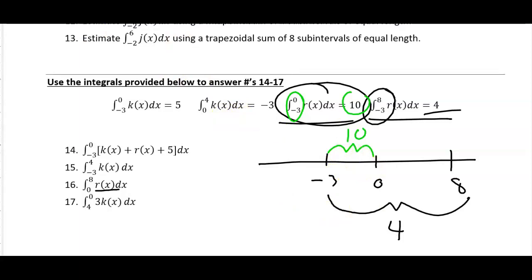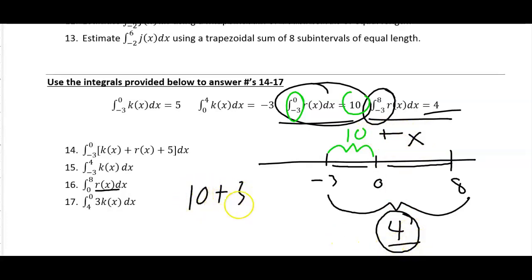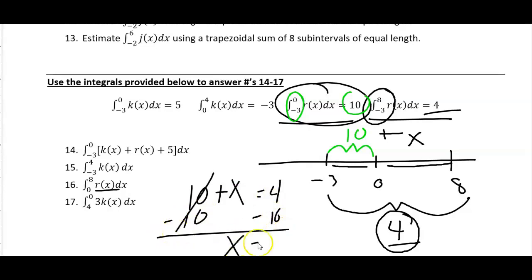So how do we figure this out? This piece plus this piece should give me this value, okay? So how do we do that? We'll call that x. So 10 plus x should equal 4. And we end up with a negative number there as a result.